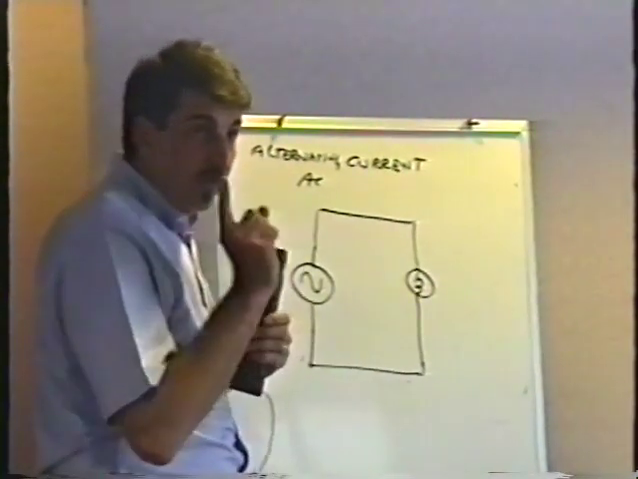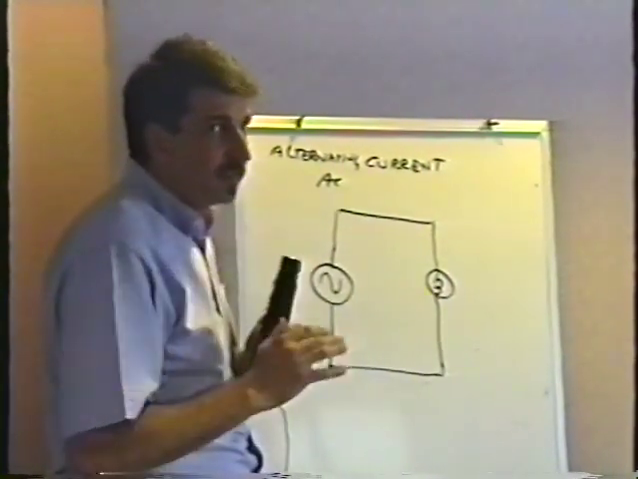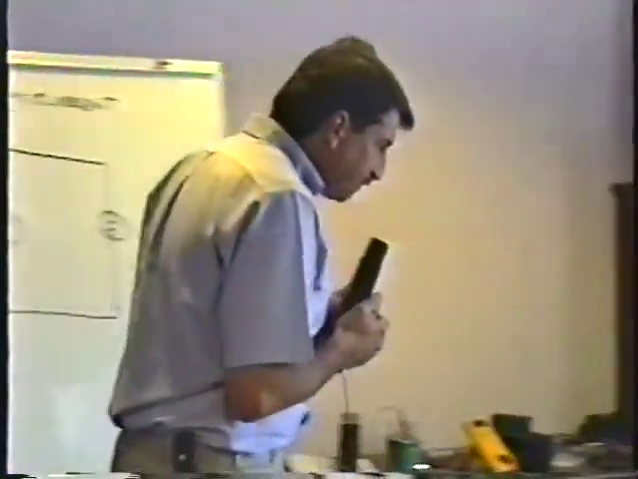First it goes this way, and in this case our AC power coming out of the wall is 60 cycles per second. So it goes this way for 120th of a second, then it goes back for 120th of a second. That's one cycle. We'll talk a lot about this later on. Goes this way for a short time, 120th of a second, and then it comes back again.